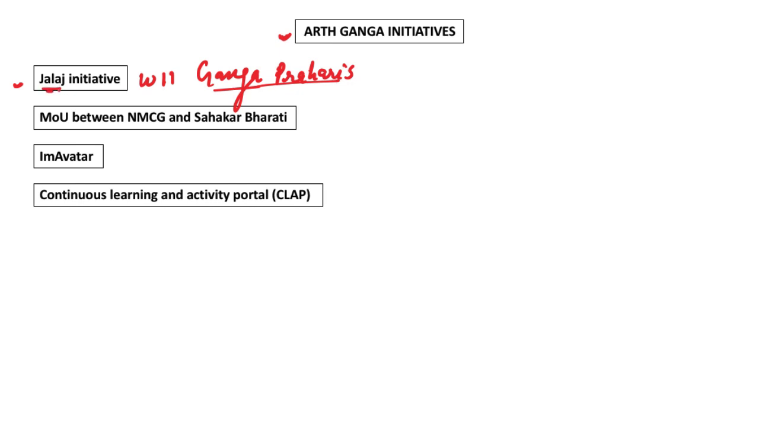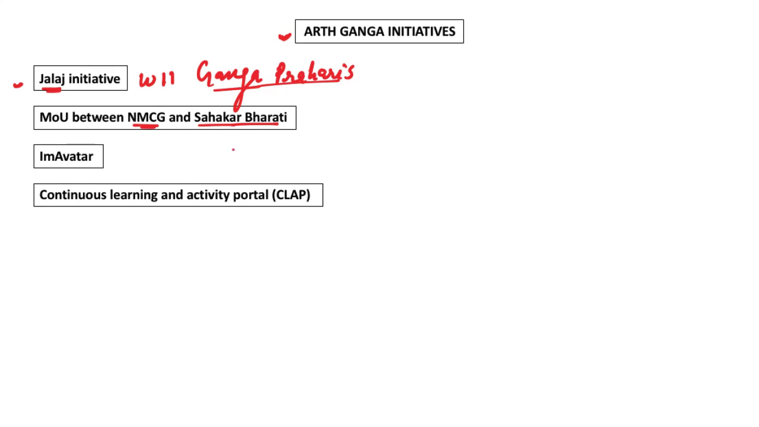Jalaj basically is an innovative mobile livelihood center, which aims at aligning skill enhancement activities with the Ganga conservation program. Recently, an MOU has also been signed between the National Mission for Clean Ganga and Sahakar Bharti. Sahakar Bharti is a non-government organization which involves cooperatives. The purpose of the MOU is to realize sustainable and viable economic development.